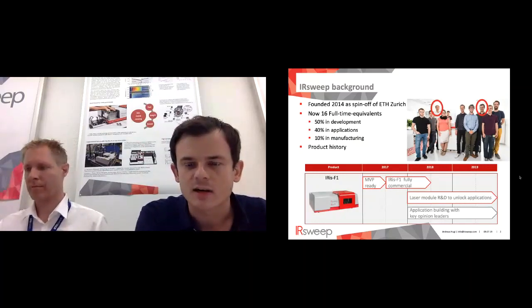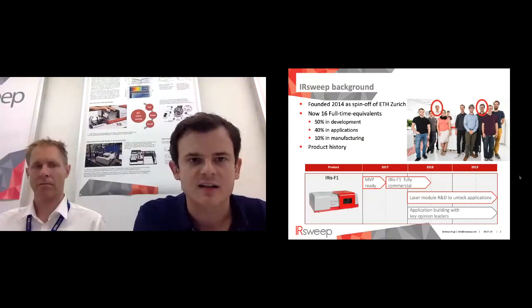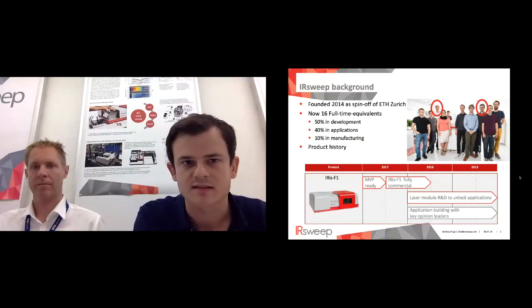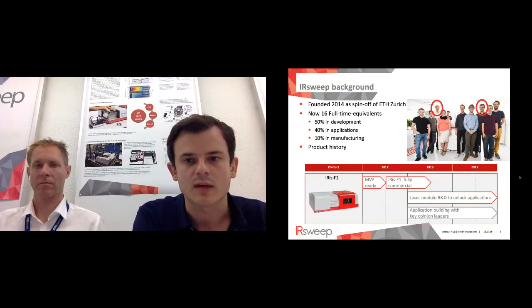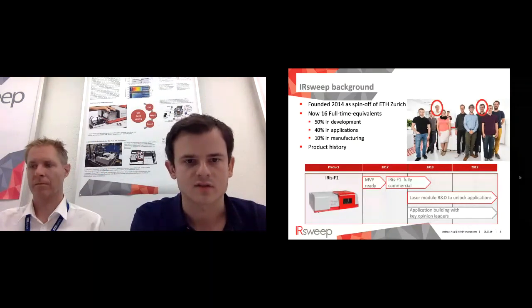First, before I jump right in, I want to give just one very brief background slide of IR Sweep, in case you're not familiar with us yet. We were founded in 2014 as a spin-off of ETH Zurich. By now, we are 16 full-time equivalents, and in the first years we developed the instrument, which is now called the Iris F1. We first showed it in 2017, and since mid-2018 it's fully commercial. Since then, we're focusing on developing applications like combustion diagnostics and also improving the lasers that drive our systems. We have about half the people in R&D and the other half in applications. That's about the rough split.